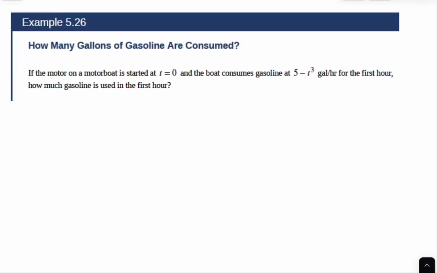Okay, so let's look at this problem. It says if the motor on a motorboat is started at t = 0 and it consumes 5 minus t cubed gallons per hour for the first hour, how much gasoline is used in that first hour? So that is from 0 to 1. We're going to integrate the gallons per hour, and then we're going to just get gallons.